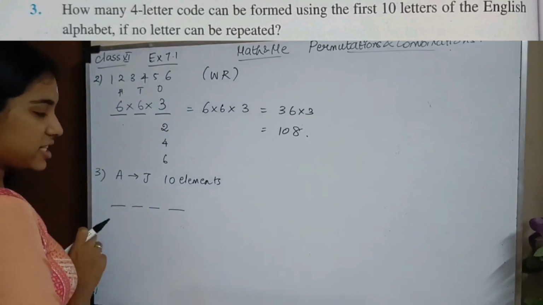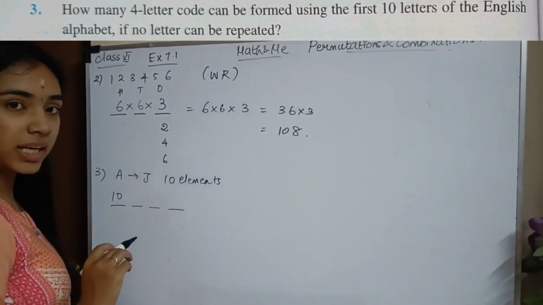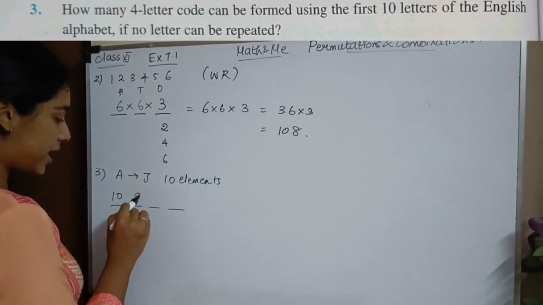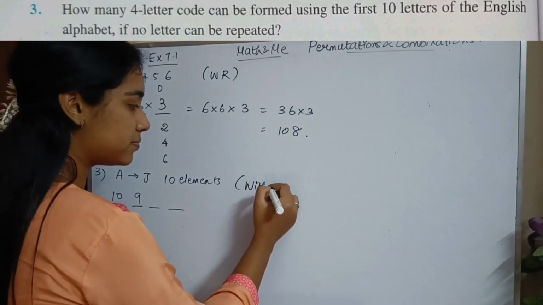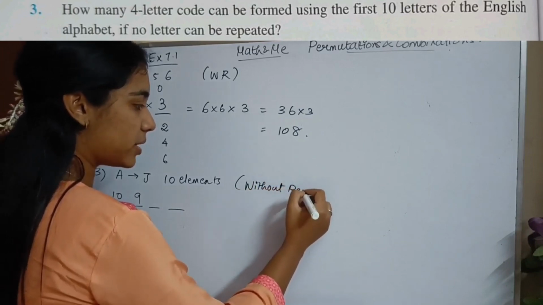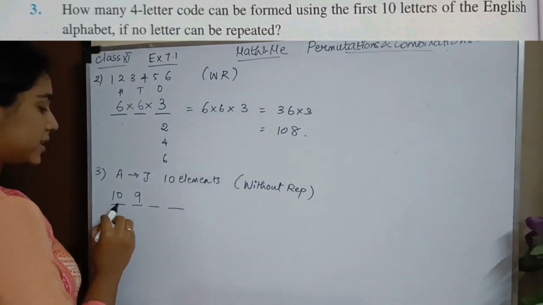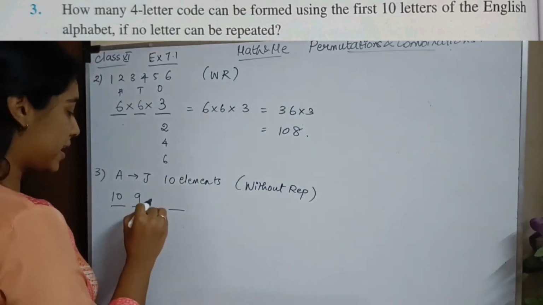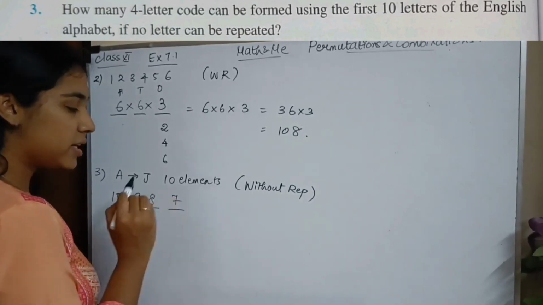So for the first place, I have 10 options. I can use any letter between A to J. For the second letter, I have only 9 options because this is without repetition. Without repetition, I'll write it down. 10, 9. For the third place, I can have 8 options because 2 letters are already gone. Then for the fourth place, I have 7 options.